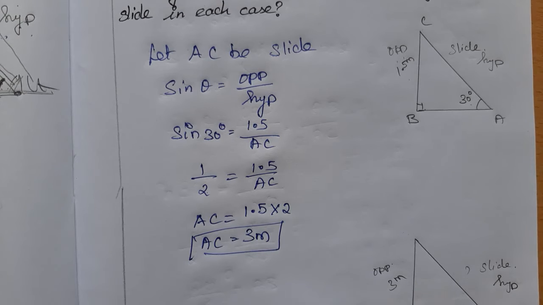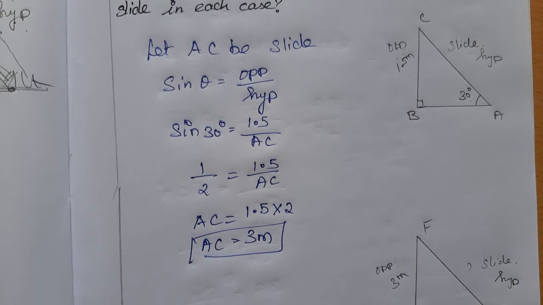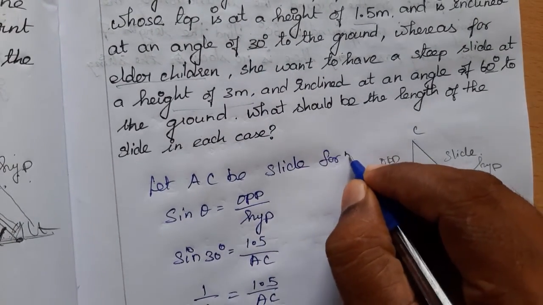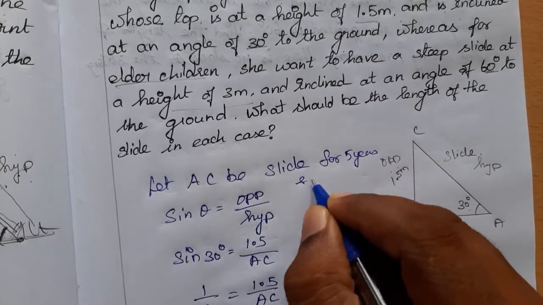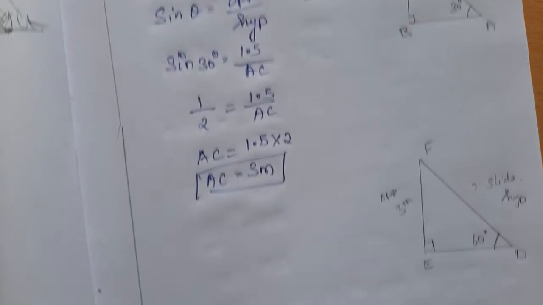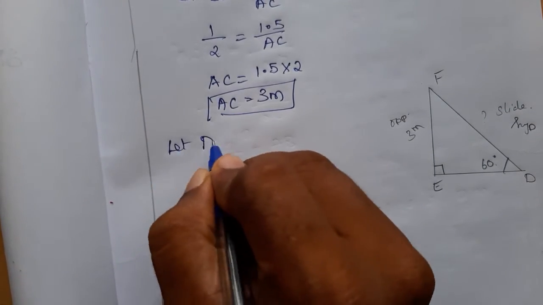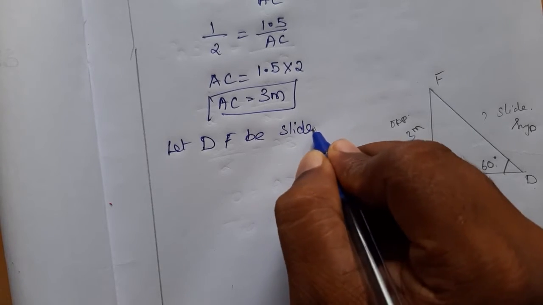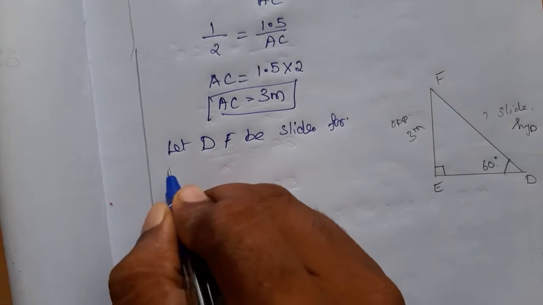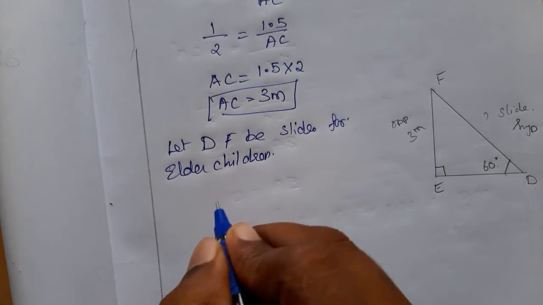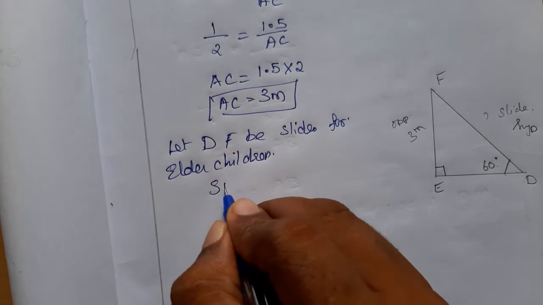And D, E, F. So here we consider ACB the slide for 5 years and below children. Okay, so let me define here, let DF be the slide for elder children. So the same, the sine will come.